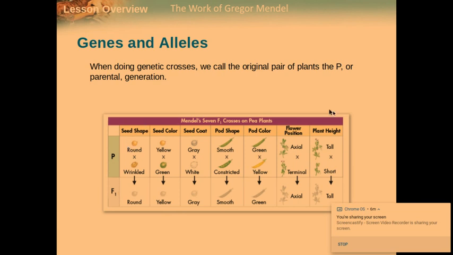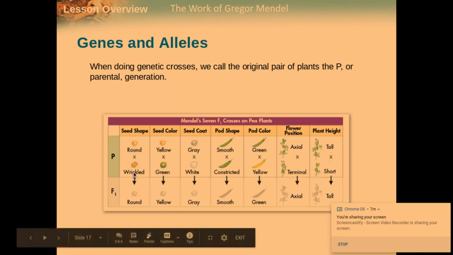The 7 different characteristics that he looked at were round versus wrinkled peas, yellow versus green peas, gray versus white seed coat, smooth or constricted pod shape, green or yellow pod color, axial versus terminal flower position. Axial would be that it was closer to the stem. Terminal would mean that it was as far away from the stem as possible. And then tall versus short.